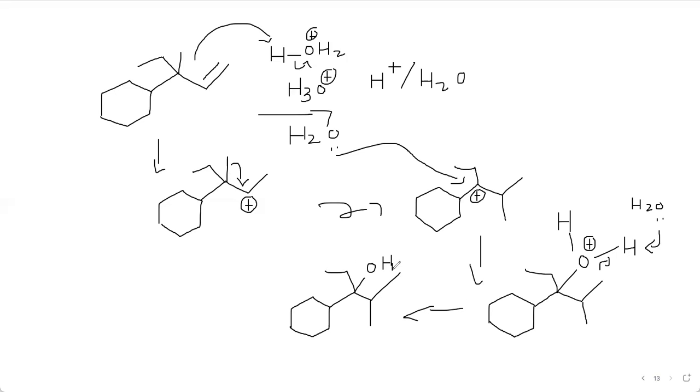Okay, so we'll do one more example of this, and then we're going to move on to what we call a ring expansion, which is another type of carbocation rearrangement. And then we're going to do some what I think are really difficult problems in the next part. So one more example of this.